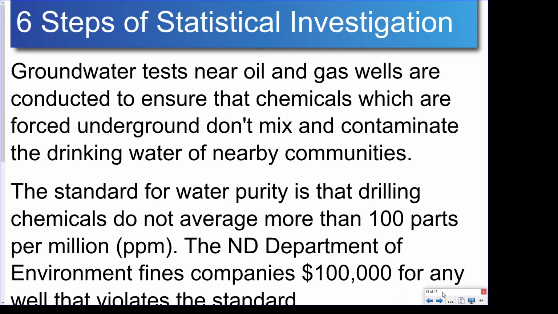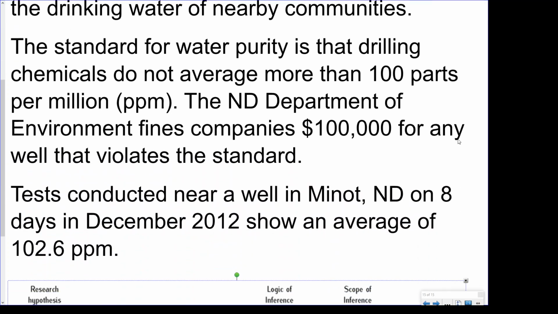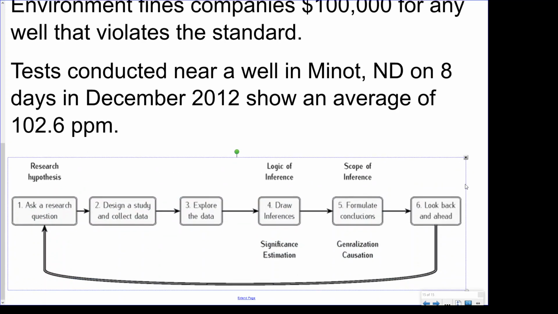Now, the other one. Groundwater tests near oil and gas wells are conducted to ensure that chemicals which are forced underground for fracking purposes don't mix and contaminate the drinking water of nearby communities. The standard for water purity is that drilling chemicals do not average more than 100 parts per million. The North Dakota Department of Environment fines companies $100,000 for any well that violates the standard. Tests conducted near a well in Minnow, North Dakota on 8 days in December 2012 show an average of 102.6 parts per million.